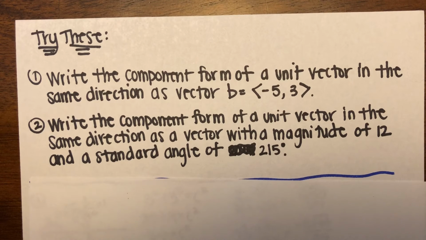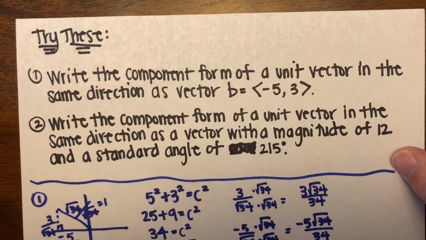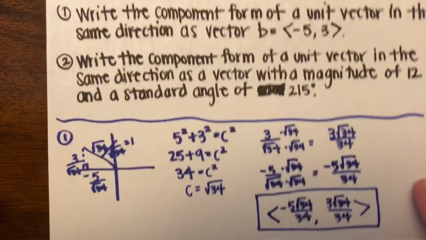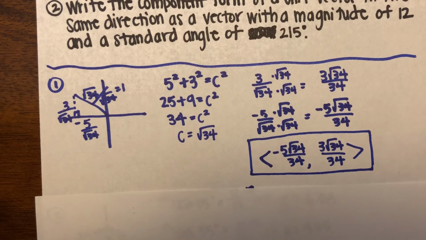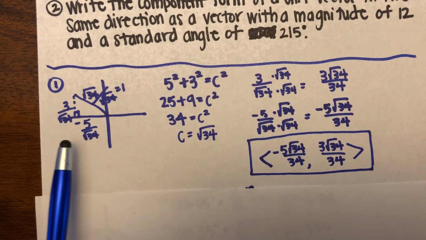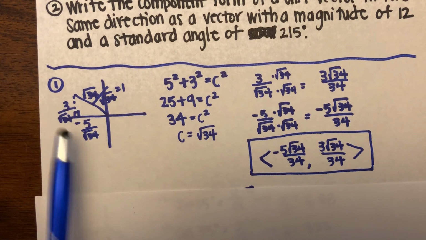Okay, so by now you should have tried these two problems. Hopefully you guys paused the video, tried the two problems, and now you're coming back to check your answers. So here are the solutions that I have for these particular problems. So for problem number 1, when the component form was negative 5, 3, I went ahead and drew a picture of a vector whose x component was negative 5, y component was positive 3.